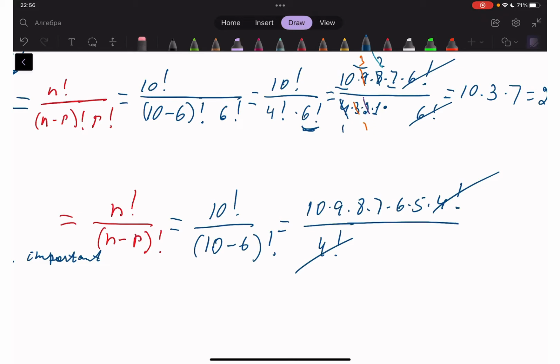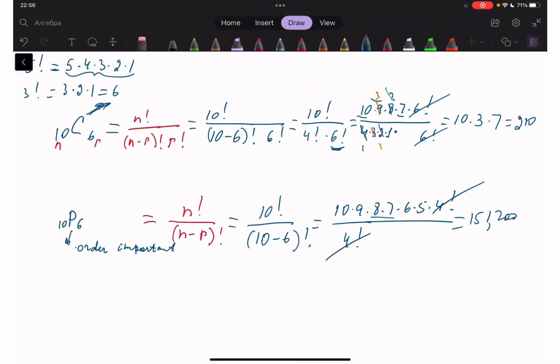I'm not going to multiply all this by hand. So 10 times 9 is 90, times 8 times 7, 56, so times 56, and then times 30, because 5 times 6 is 30. And I'm getting 151,200. Look what a difference. When order is important, I got 151,200. When order is not important, I got 210. Let's enter.